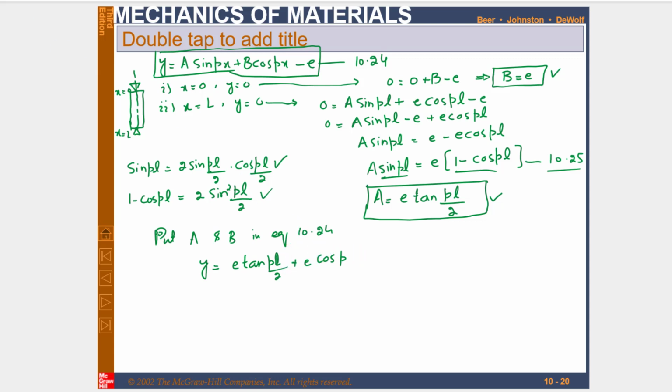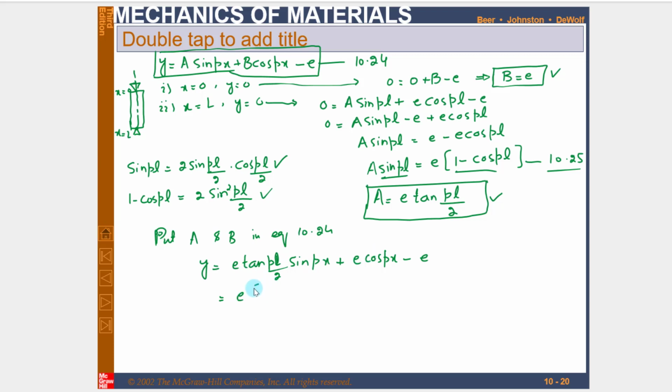Okay, one thing I have right. So you can see this is the value of A tangent of pL by 2 into sine of pX, plus B cos of pX, minus e. So you can take e as common from all these.